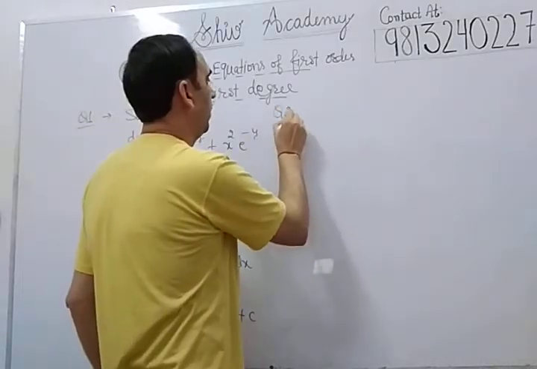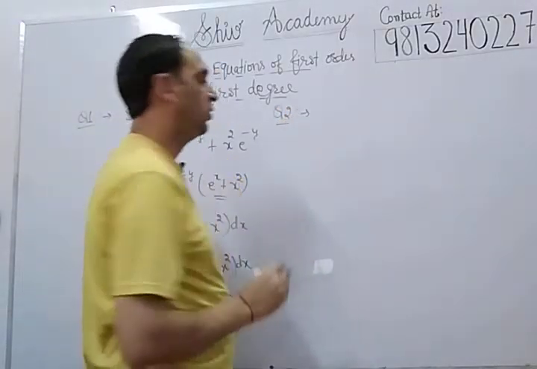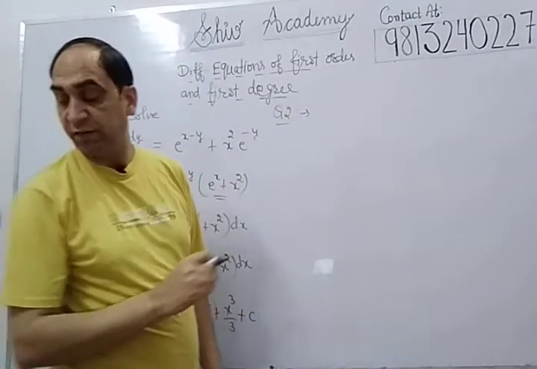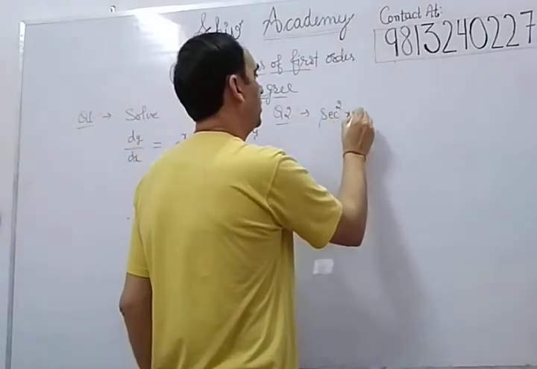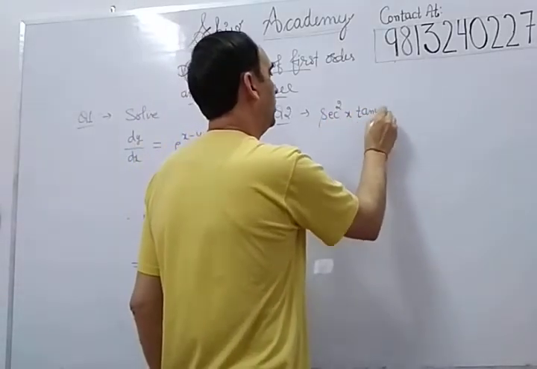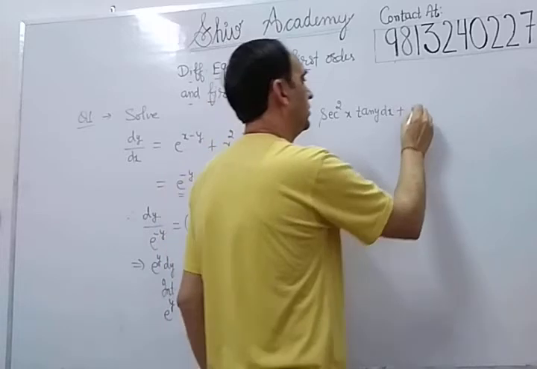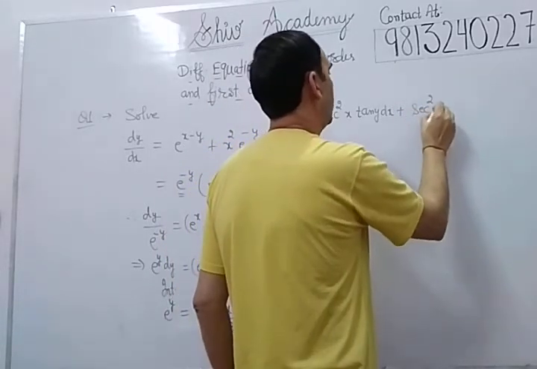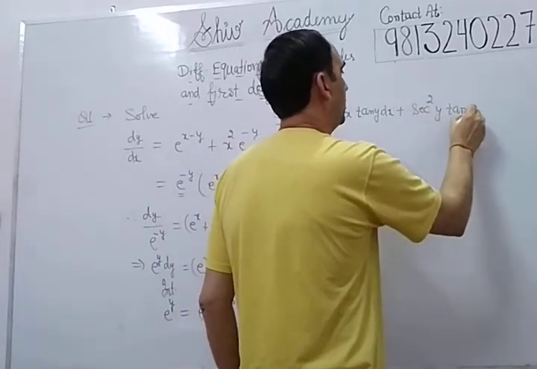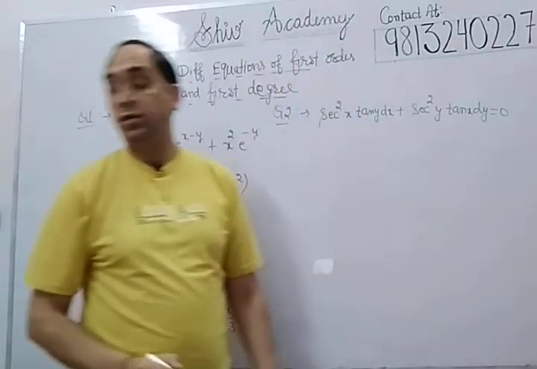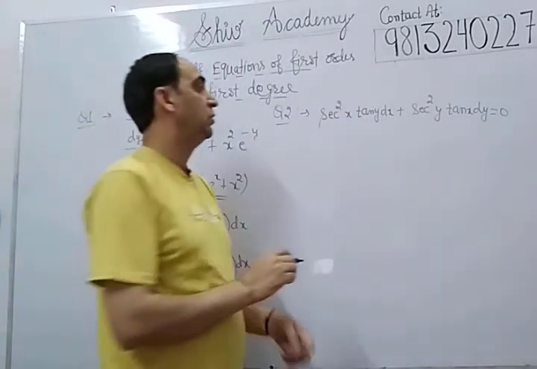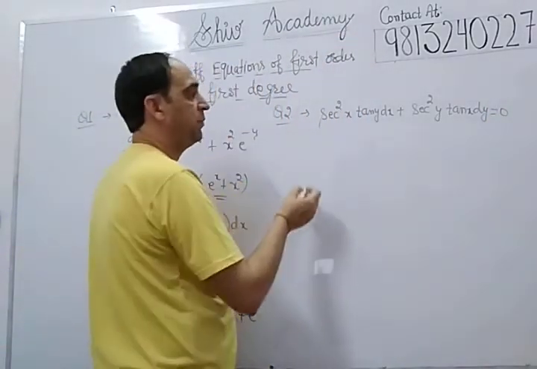Question number 2. Suppose you are given the equation sec square x tan y dx plus sec square y tan x dy is equal to 0. So what we do, again we separate the variables.